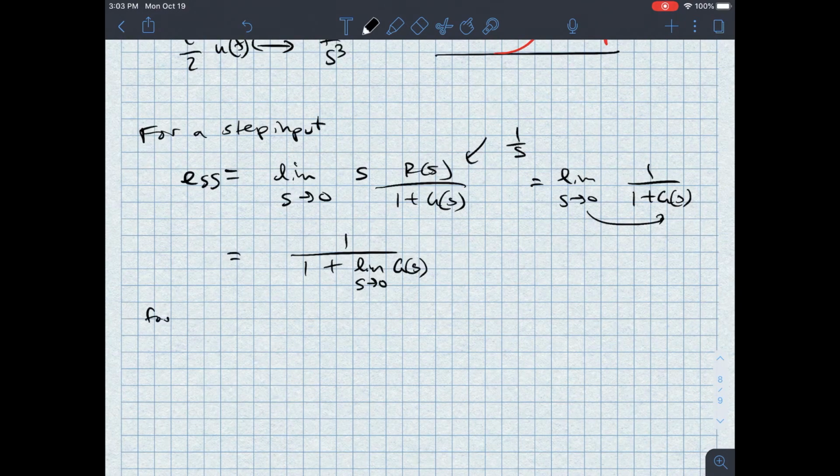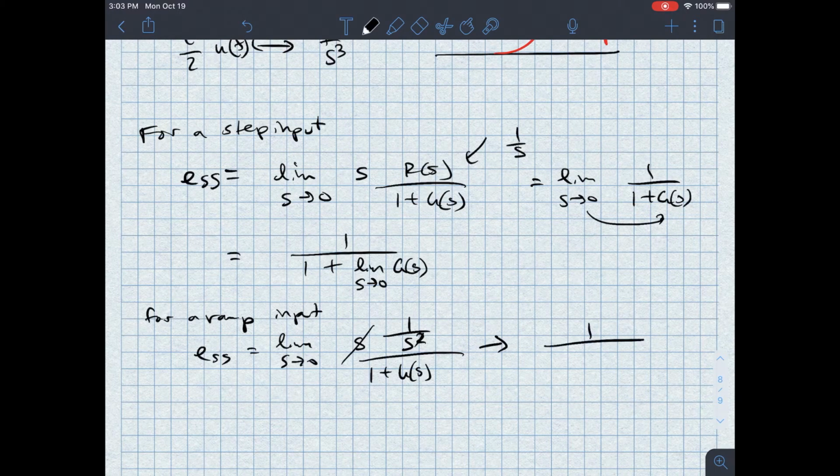On the other hand, for a ramp input, reminder, ESS is equal to the limit as s approaches 0 of s times now 1 over s squared, over 1 plus G of s. So as s approaches 0, I'm going to cancel an s with an s squared. So I get 1 over s plus s G of s.